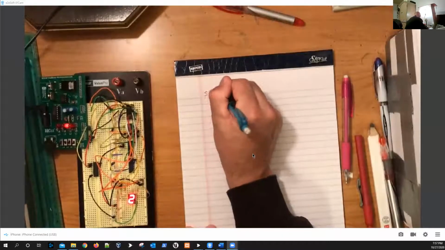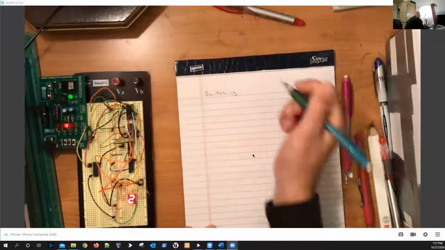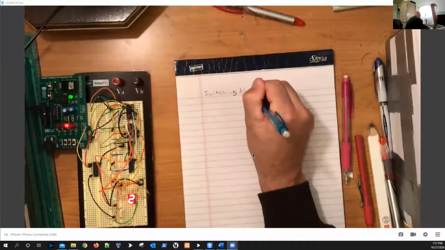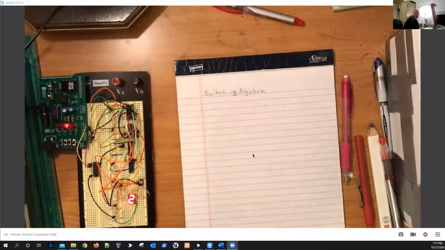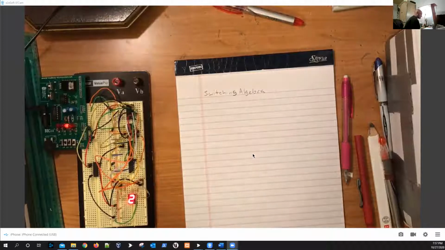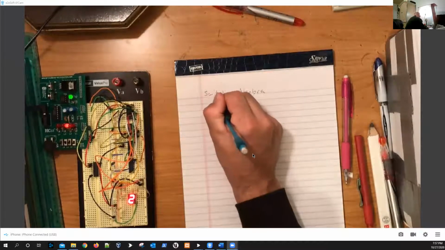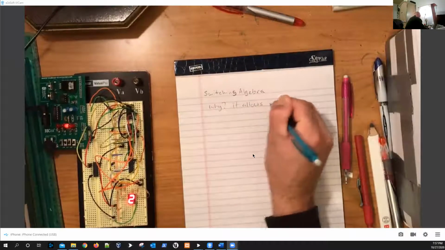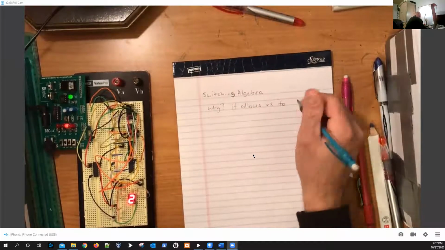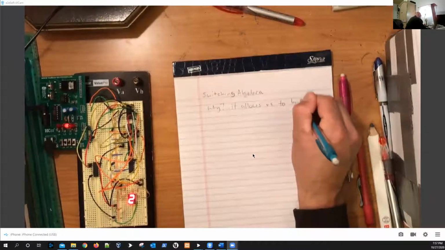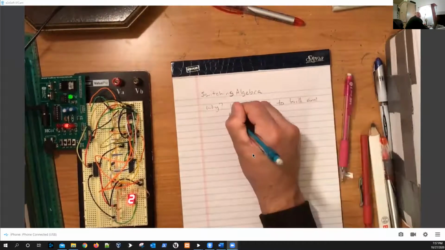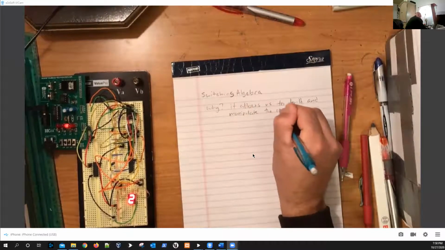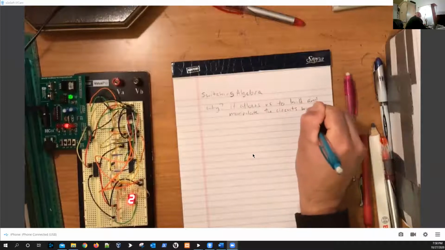And why do we look at algebra? Some of you may be breaking out in a cold sweat thinking about algebra at this point. But again, how bad could it be? It's only zeros and ones. We do this because it allows us to build and manipulate the circuits we build.